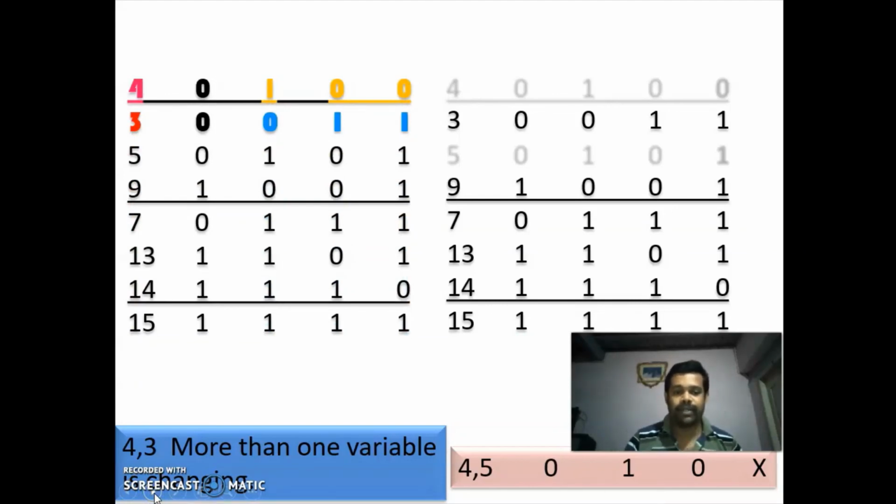So next we are going to compare 4 and 5. When comparing 4 and 5, only one variable is changing. So we can consider it, only the last variable is changing. So what you get is 0, 1, 0.